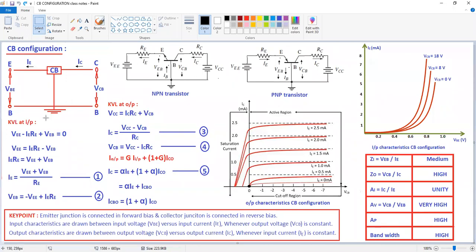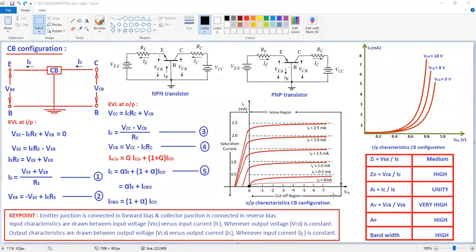Now coming to the equations related to this common base configuration. From this, actually I want to determine the characteristics. In the case of common base configuration, I am going to observe the input and output characteristics. Now here, this is your input characteristics as well as output characteristics for your common base configuration.